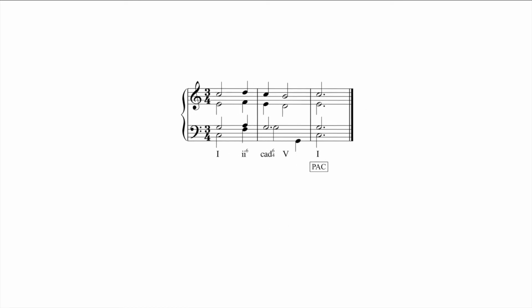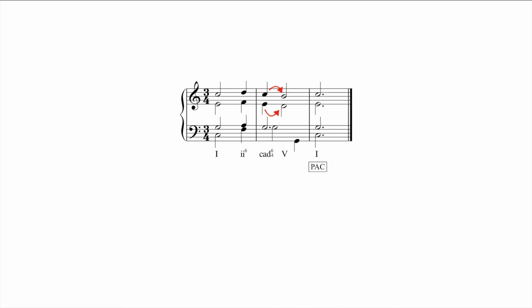In the following example, 2/6 doesn't have any notes in common with the cadential 6/4, such that a suspension is impossible. This fact notwithstanding, the same principle of resolution applies. In a cadential 6/4, the 6th and 4th typically resolve down by step.